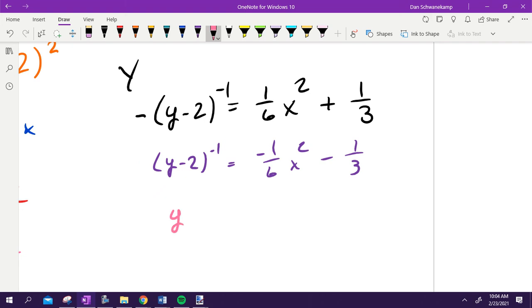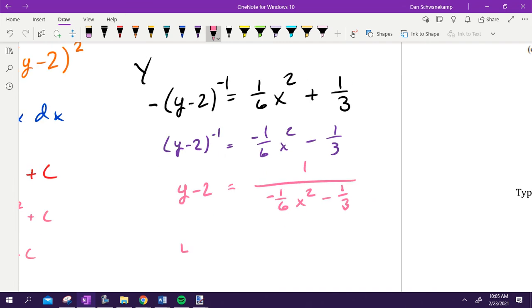Or you could say, all right, I'm doing the reciprocal. He's going to flip the left-hand side, and he could flip the right-hand side by just doing this. Remember, it's calculus. We don't need to simplify. As ugly as that is, great. Who cares? What else would I need to do to simplify? Add 2. y equals 1 over negative 1/6 x squared minus 1/3, plus 2.